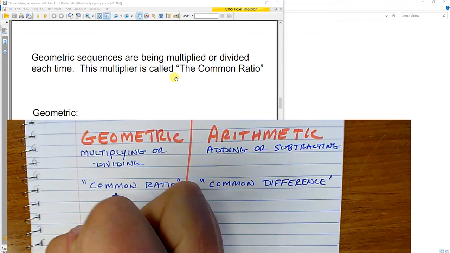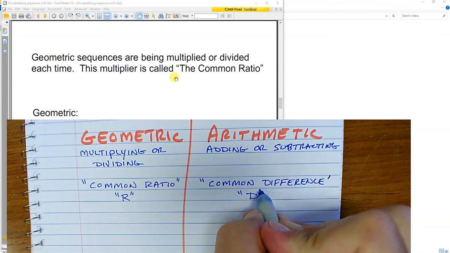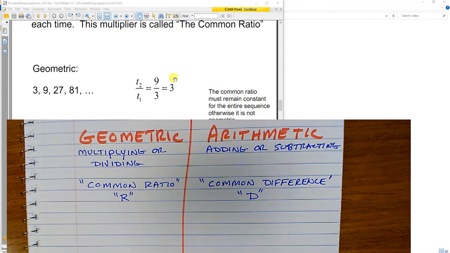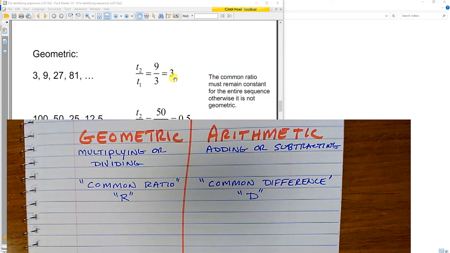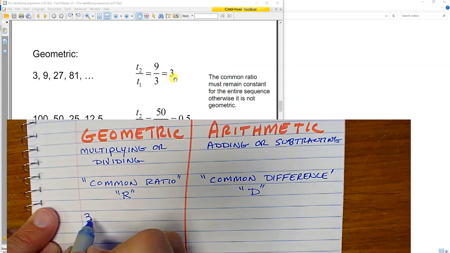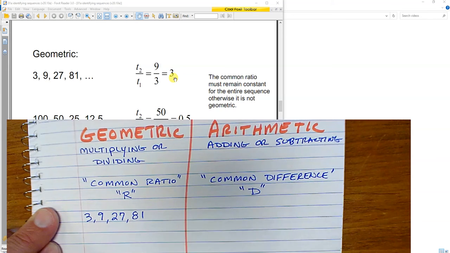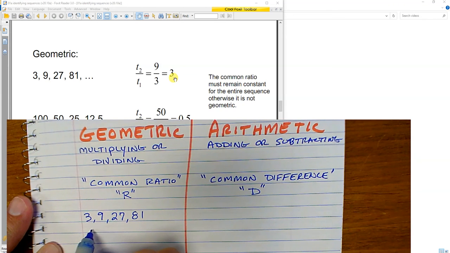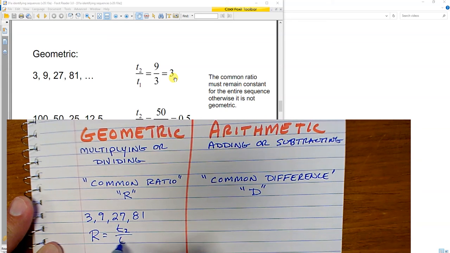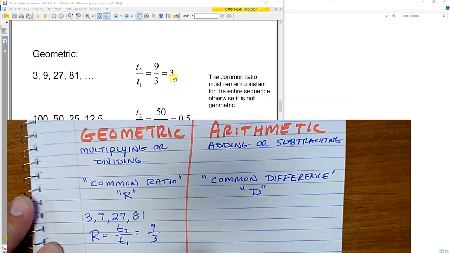The common ratio, we use the letter R to describe it, and for the common difference, we use the letter D to describe it. So here's an example geometric. We'll go with 3, 9, 27, 81. And if I do t sub 2, my ratio is going to be t sub 2 over t sub 1, which is 9 over 3, which is 3.